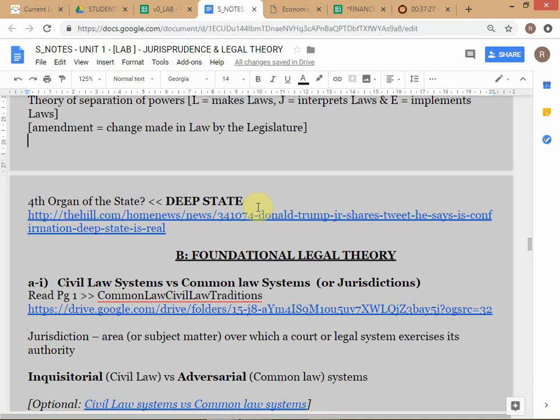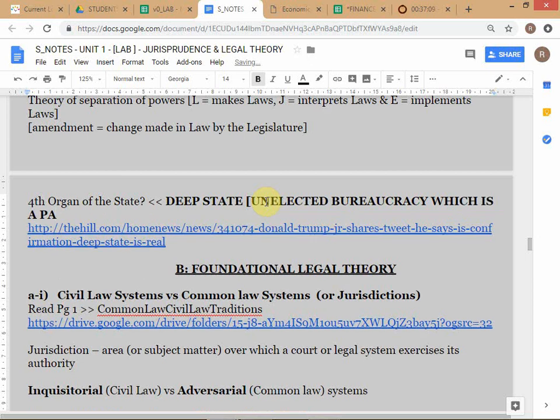So the deep state essentially is the unelected bureaucracy, which is a part of the executive branch. And so these guys have a lot of power.